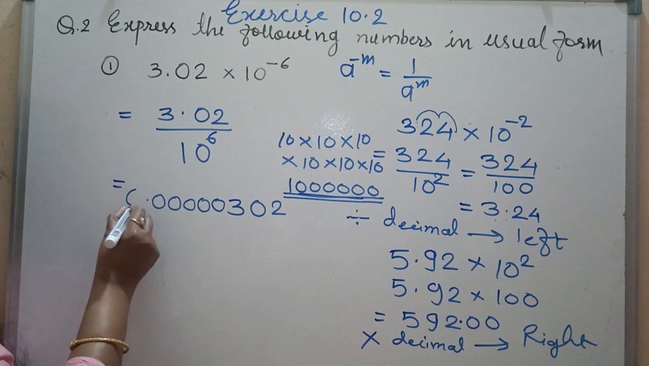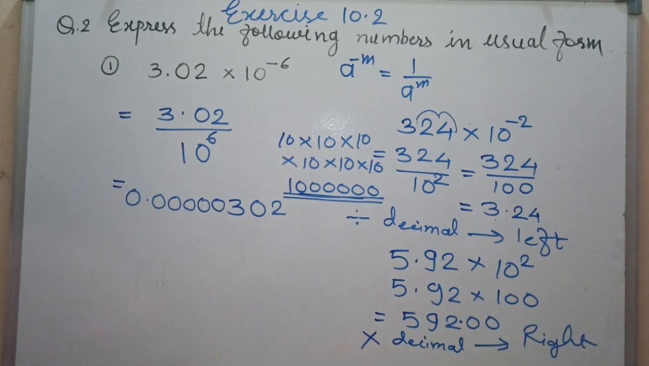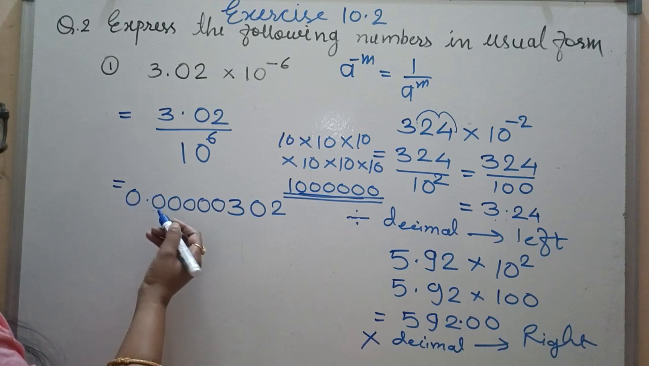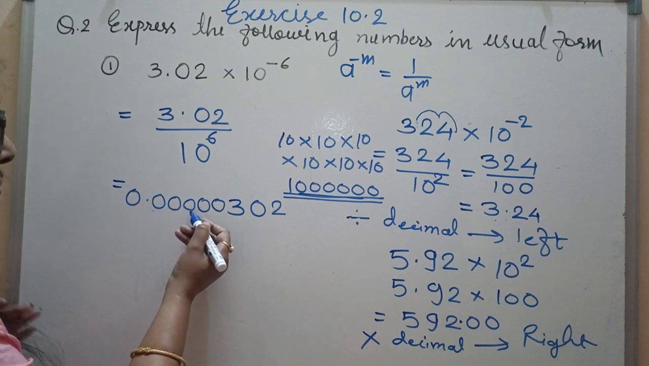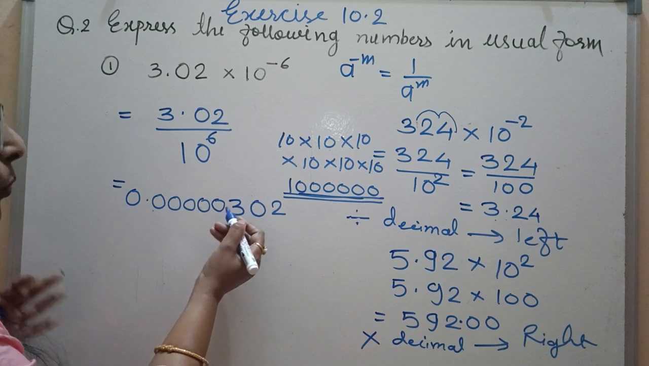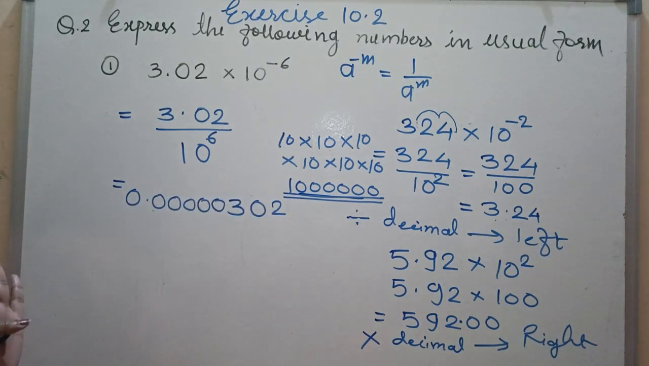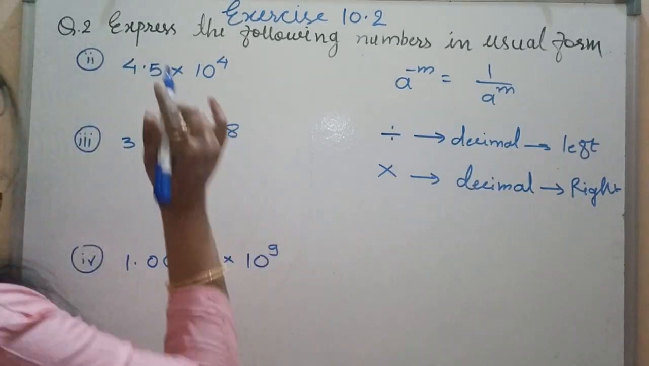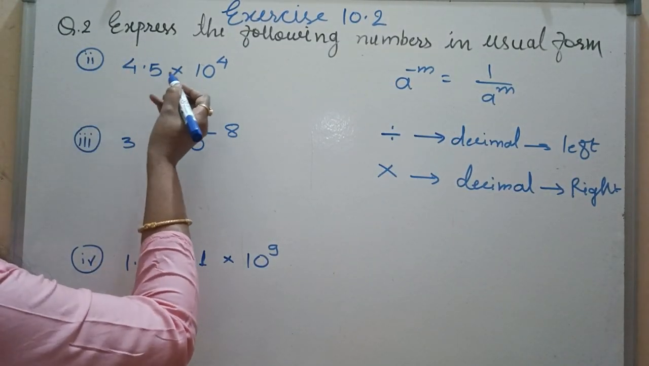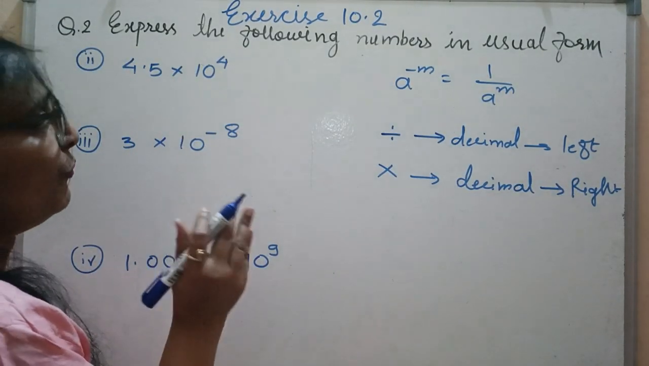Got it? And after that here I am keeping 0 again. So what answer you got? 0.0000302, which is your answer. Now next, what is given second? 4.5 into 10 raised to 4.